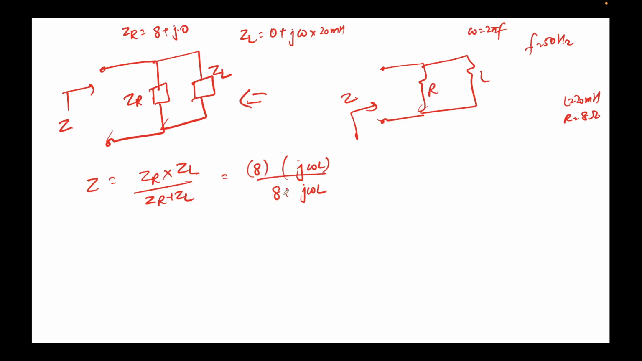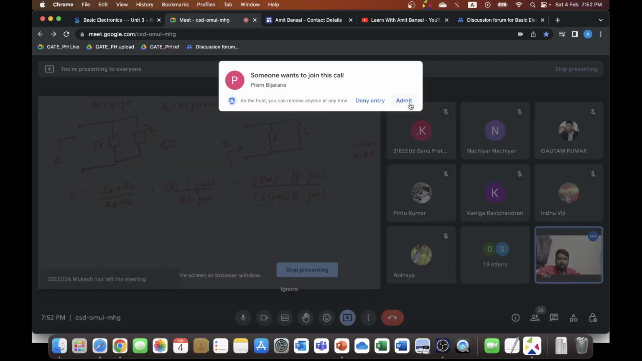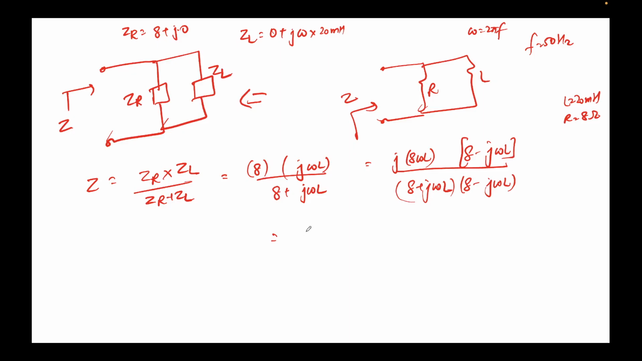Okay, so now we have to remove the imaginary term from below here. So the numerator will become 8 omega L, and we multiply it by its conjugate, so it will be 8 minus J omega L, divided by 8 plus J omega L times 8 minus J omega L. So the numerator will come out to be J into 8 omega L times 8 minus J omega L, and the denominator will come out to be 64 plus omega squared L squared, right?